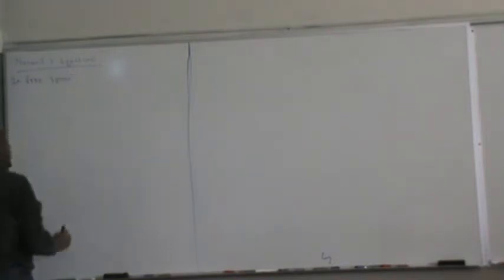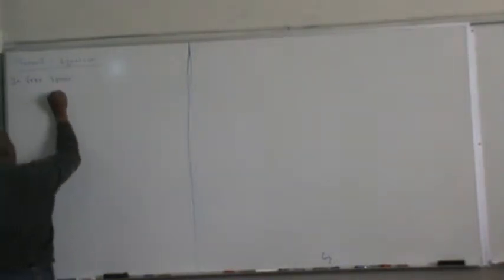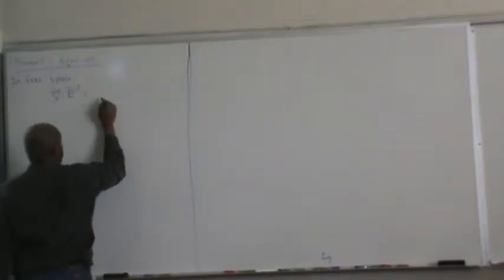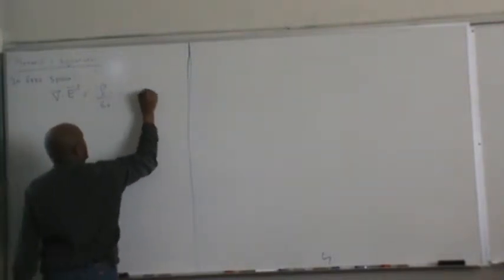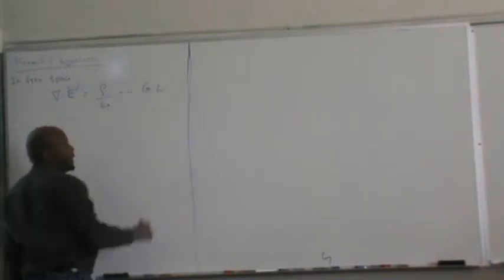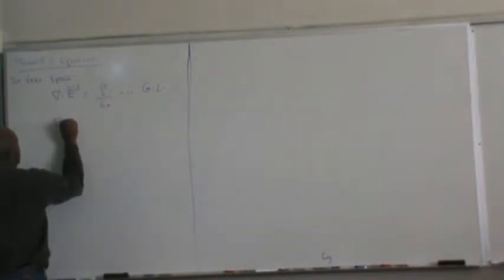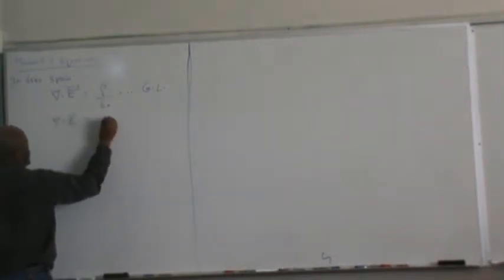So in free space, we said that from Gauss's law, the divergence of the electric field is equal to rho over epsilon naught. That is Gauss's law. And the divergence of the magnetic field is always 0.